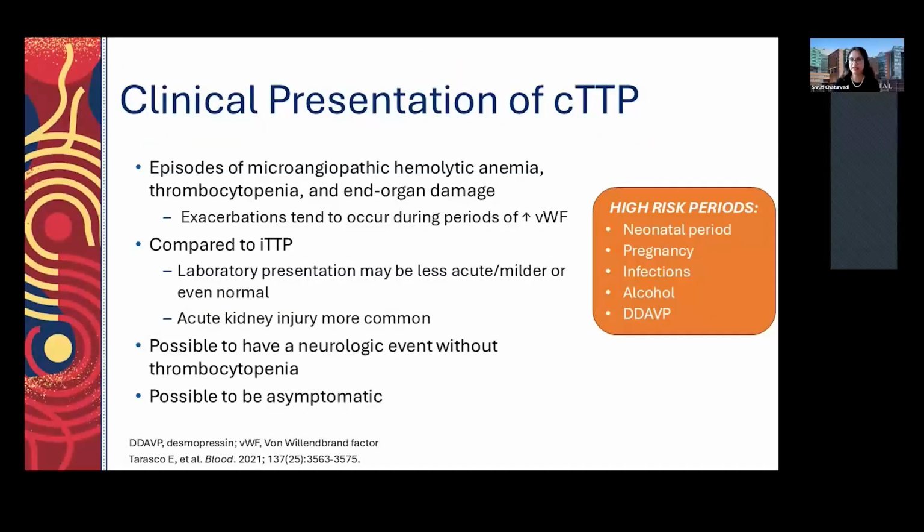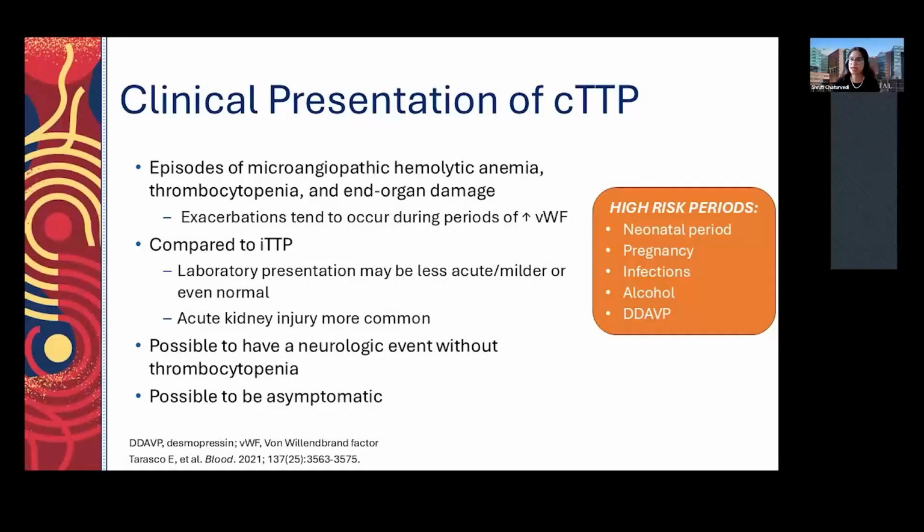Now, when we think about the clinical presentation of congenital TTP, the most obvious thing that most of us think about are these episodes of microangiopathic hemolytic anemia, thrombocytopenia, and end organ damage, the clinically overt episode of thrombotic microangiopathy. And we know that they don't have to be present all the time, but exacerbations occur during periods of stress or during periods where von Willebrand factor levels increase, and hence the balance of VWF and ADAMTS13 is disrupted. These higher risk periods include the neonatal period, pregnancy, infections, alcohol use, and also vasopressin use.